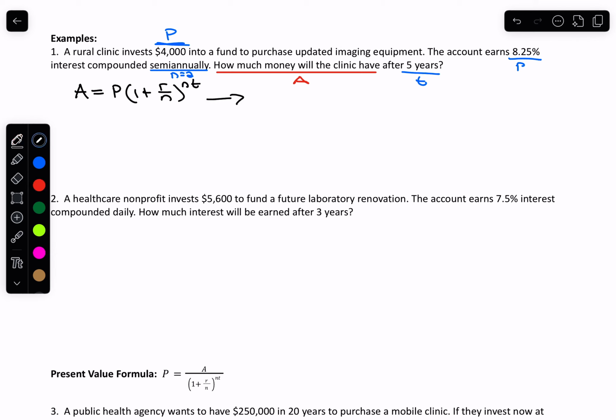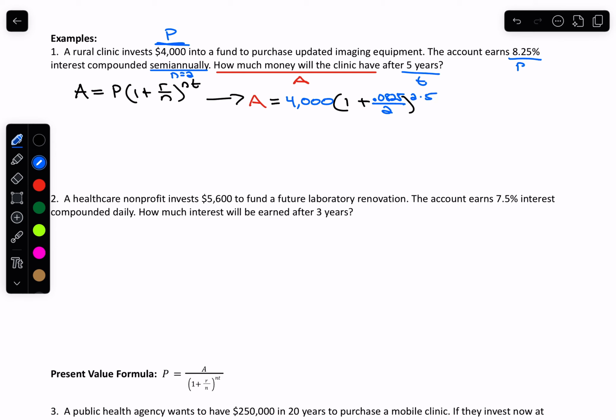We're going to say that A, well, let me put that in red because that's the thing we're solving for. A is going to be equal to our principal, which is 4,000, multiplied by 1 plus, we're going to do r over n here, where we have to turn r into a decimal. So we're going to put 0.0825 on the top of our fraction, and we're going to put n equals 2 on the bottom of our fraction. And our exponent is n times t. So 2 multiplied by 5 for that exponent.